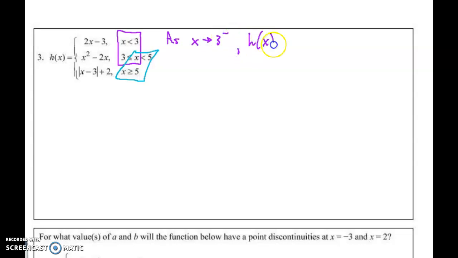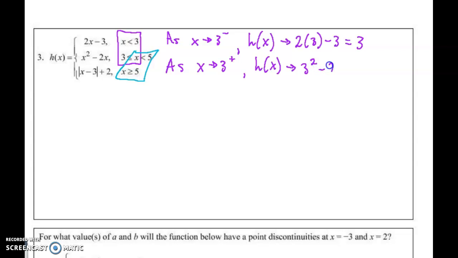As x approaches 3 on the left side, now we're looking at h of x. 2 times 3 minus 3 obviously equals 3. As x approaches 3 on the right side, h of x is now 3 squared minus 2 times 3. So that's 9 minus 6 equals 3.